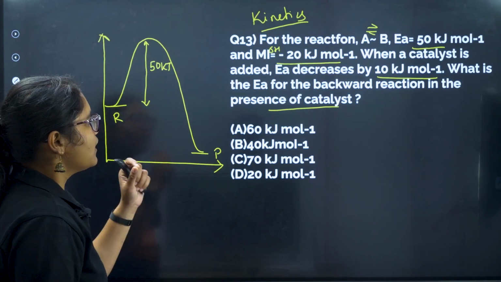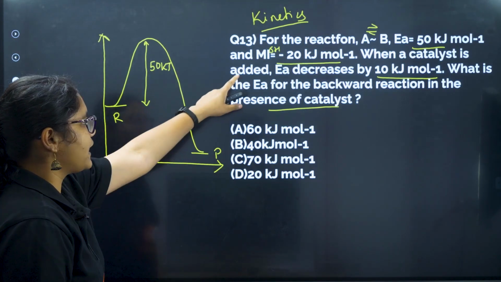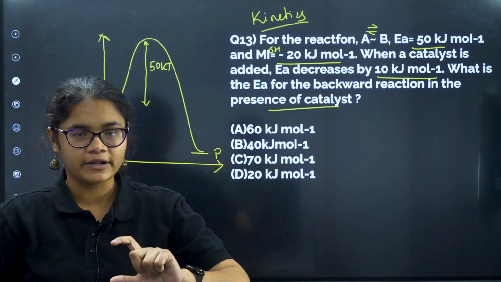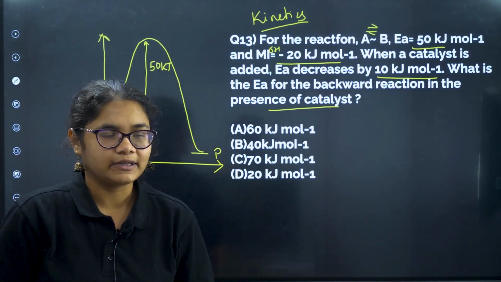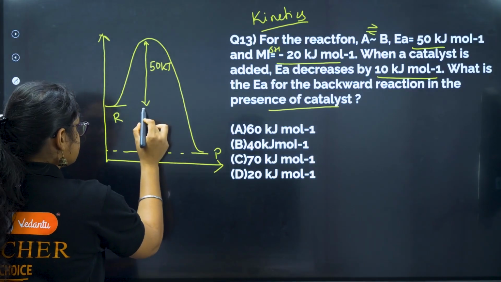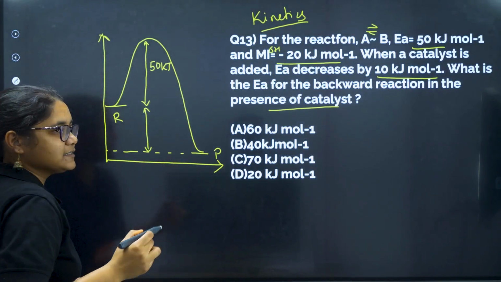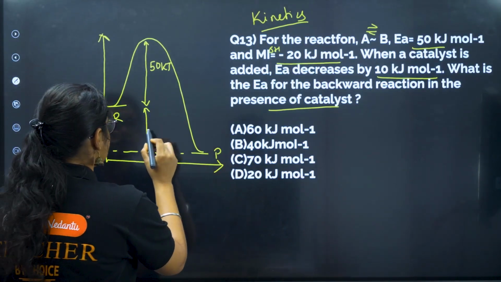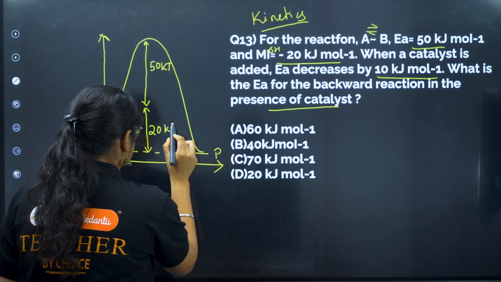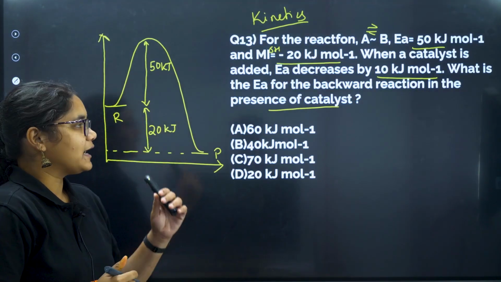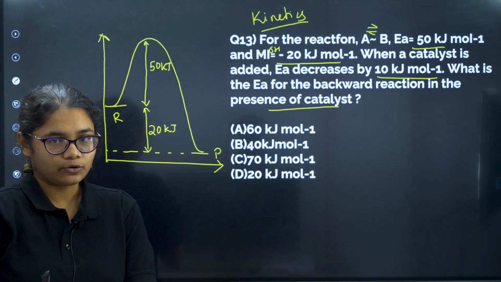Now what happens, when a catalyst is added and the delta H value is also given, delta H is -20, that means energy of the product is less than the energy of the reactant. So you can see here, energy of the product is less, so this value, delta H is nothing but the difference between the enthalpy of products minus reactants. So this value was 20 kilojoule per mole. Okay. Now when the catalyst was added, the activation energy decreased by 10 kilojoule per mole.